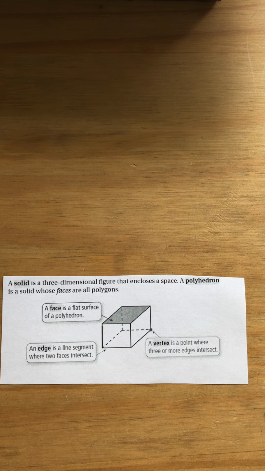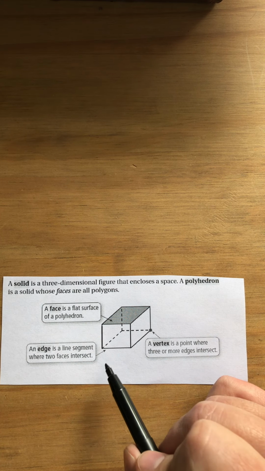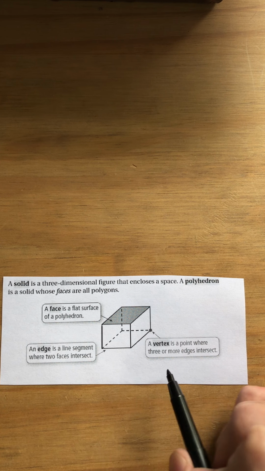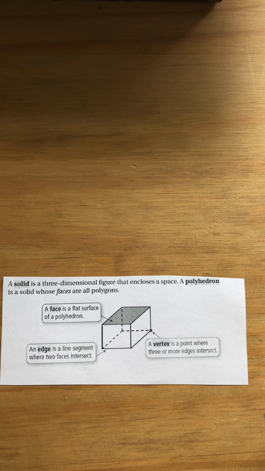We learned yesterday that a polyhedron is a solid whose faces are all polygons. So a face is your flat surface of a polygon. The edge would be like the lines that connect the faces, or on the edges of the faces. And a vertex is a point where three or more edges intersect.